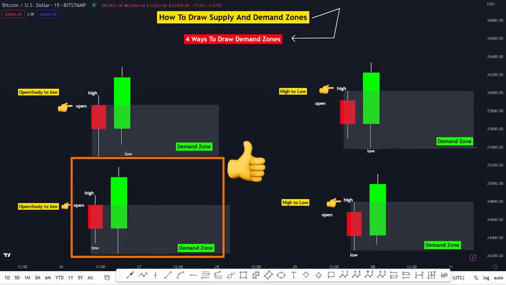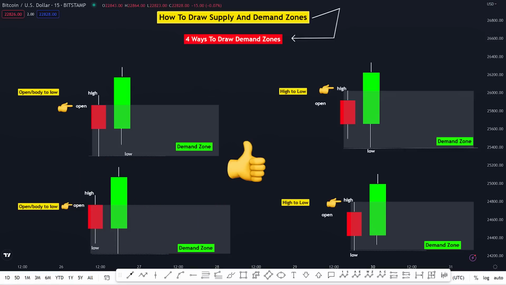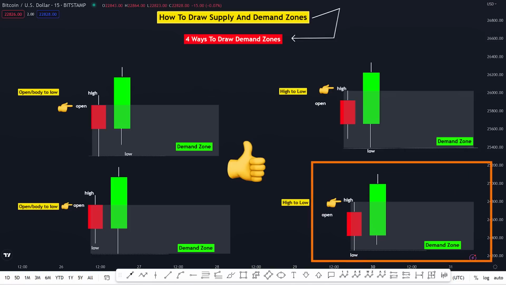On the third one we start drawing the zone from the open of the previous candlestick to the low, and also we can see that the bullish candlestick is the one with a lower low. Remember this pattern by heart because it is one of the most powerful patterns. This pattern is the one that can give you a sniper entry most of the time. Then on the last one we start drawing the zone from the high of the previous candlestick to the low. All in all, when drawing the zones, just remember that the lower low is where you start drawing the zone, then you choose the open or high of the previous bearish candlestick.